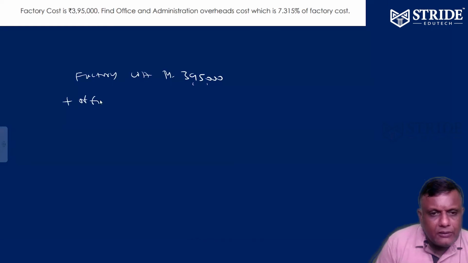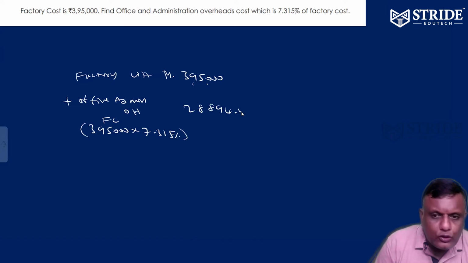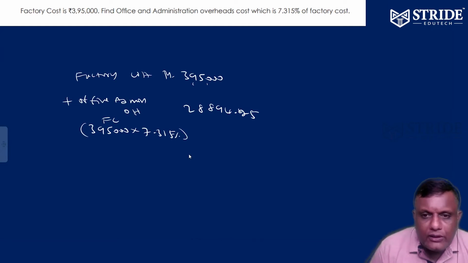Next, you have to find office and administration expenses. Office and admin overheads are equal to 7.315% of factory cost. So 3,95,000 is the factory cost, into 7.315% is equal to office related expenses. I'm using the cost sheet format. 7.315% of 3,95,000 is going to be 28,894.25.